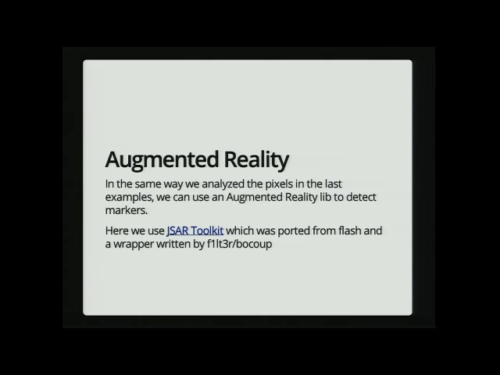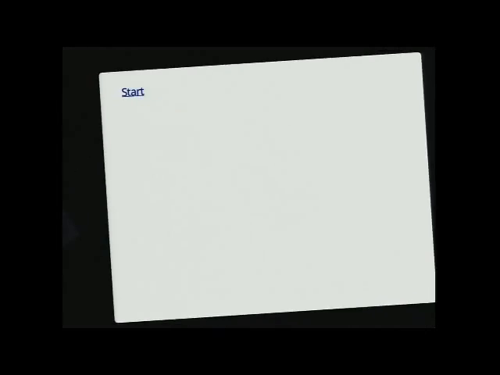So augmented reality is the last thing I'm going to talk a little bit about today. I'm kind of new to this, but it's really cool, and I thought I'd show you a bunch of stuff. In the same way that we analyzed the pixels in the last example, we can use an augmented reality library to detect any sort of markers that we train it to do. So here I'm using something called JSAR, which is a port from FLAR, which is a Flash augmented reality library, and then a wrapper by the guys at Boku.